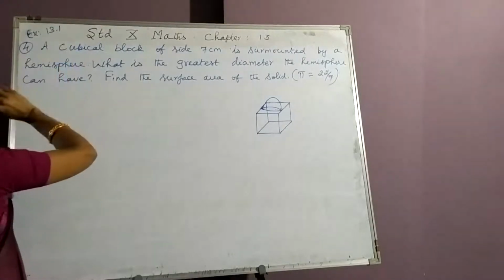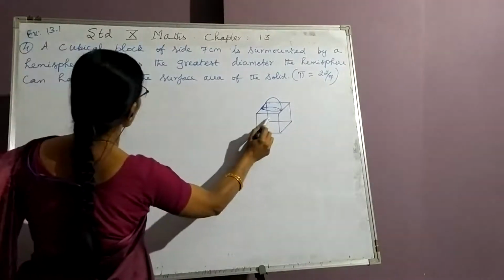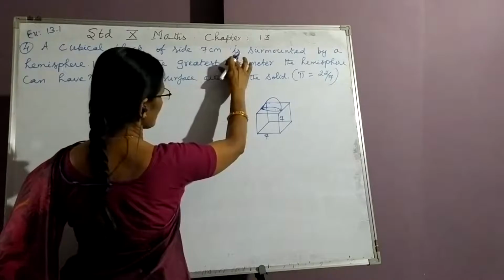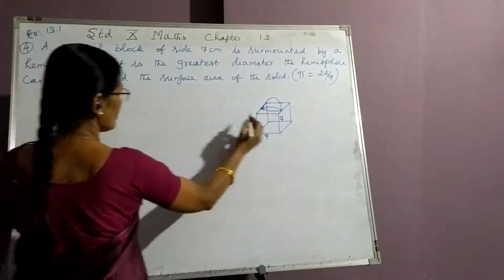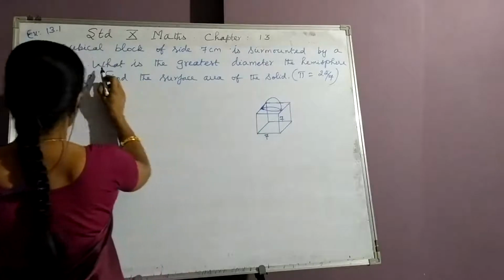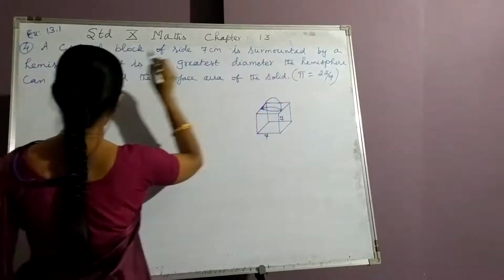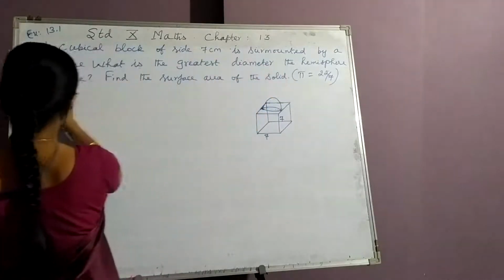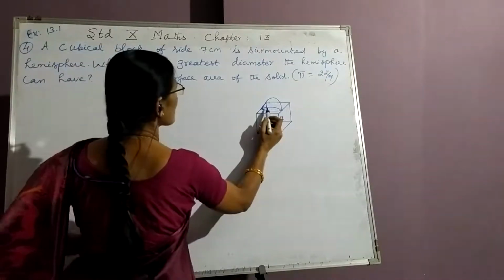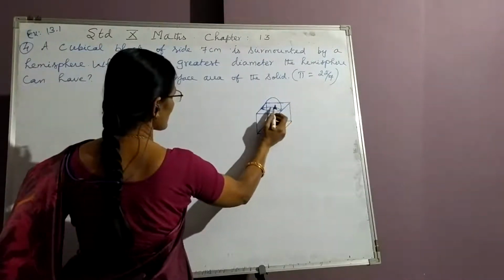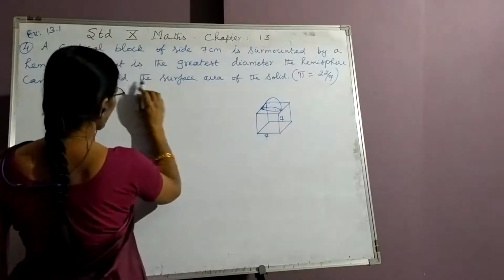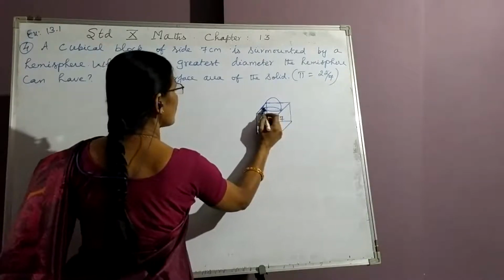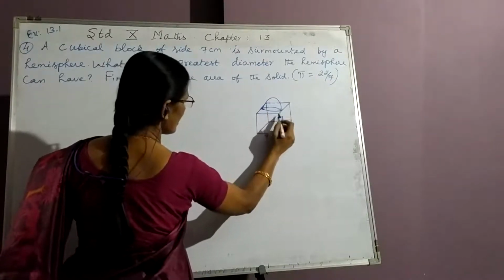Exercise 13.1 fourth question is a cubical block, you can see a cubical block of side 7 centimeter. What is the side of the cube given? 7 centimeter. Is surmounted by a hemisphere. Hemisphere is on top of the cube. The question is what is the greatest diameter of the hemisphere? What will be the greatest diameter of the hemisphere if the hemisphere is surmounted on a cube? Find the surface area of the solid.